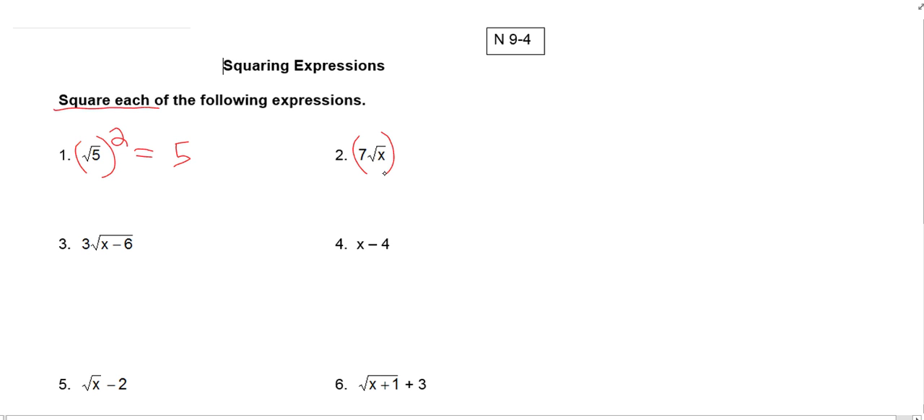Okay, so looking at number 2, notice that this time we don't just have a term inside of the square root, we also have a number on the outside of that. So that indicates that we need to distribute to both terms. So here we are. So we're going to distribute a square to the 7, and we are going to take the square root and square that. Of course, that's just going to give us 49 and x. Okay, it's not too bad.